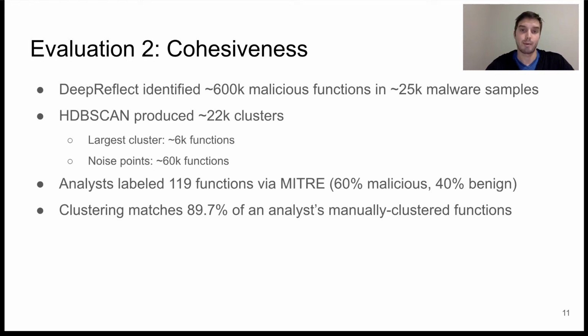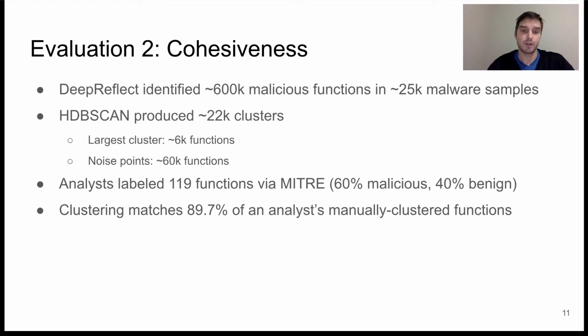Using a threshold of 5% false positive rate, we extracted functions from 25,000 malware samples to cluster. This is less than the original 36,000 samples because some of the samples either didn't finish extracting features or had no ROIs detected above the selected threshold. We had 5 malware analysts label these functions via descriptions by the MITRE ATT&CK framework. Of those functions, roughly 60% were malicious and 40% were benign.